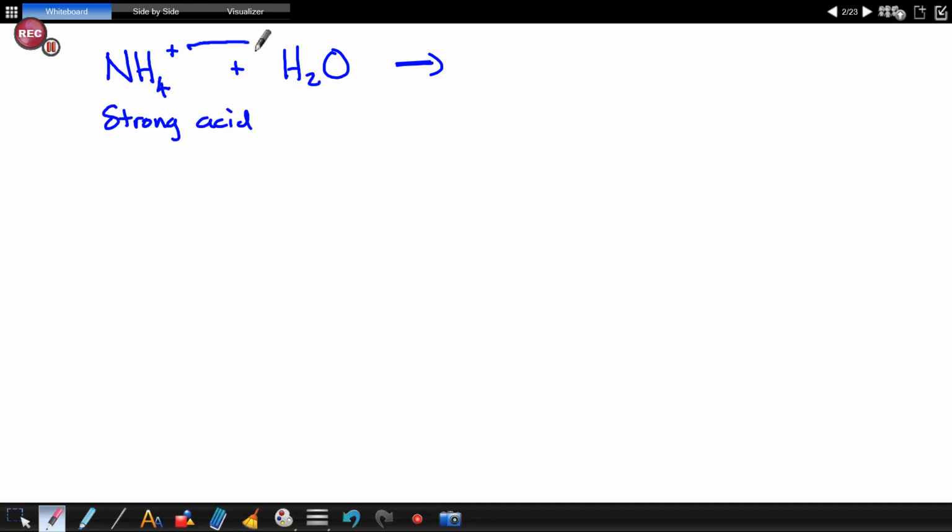So now we've got this ammonium ion in the presence of water, and it is a strong acid. When it donates its proton to the water, it will form H3O+, and according to Arrhenius, this makes the solution acidic. So we'll revert back to ammonia that will be formed.